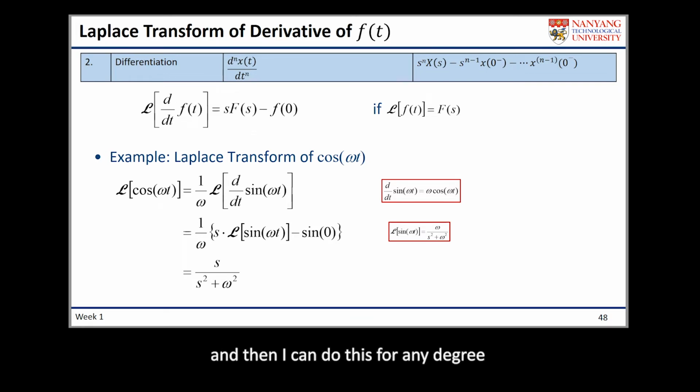And then I can do this for any degree of differentiation of f(t) up to degree n by just looking at this property. So this is how to make use of the second property of Laplace transformation, which is the differentiation property, to find the higher degree differentiation in the Laplace counterpart.